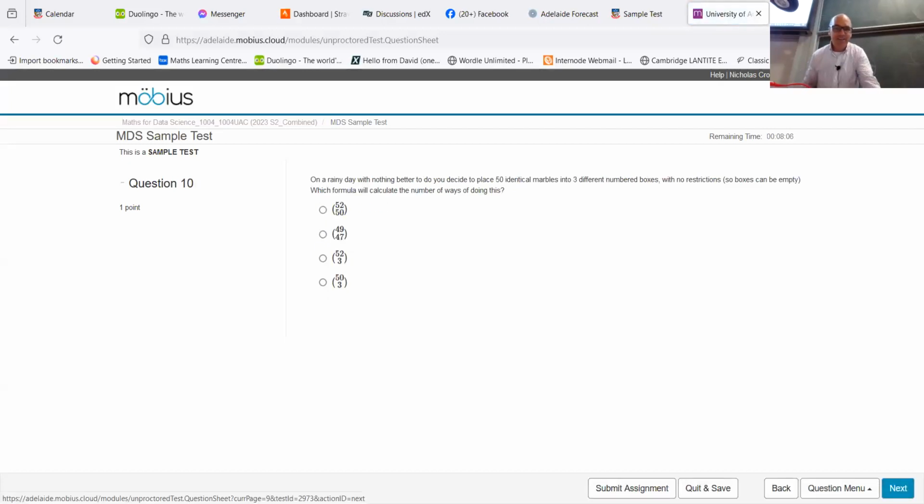All right. On a rainy day with nothing better to do, you decide to place 50 identical marbles into 3 different, numbered boxes, with no restrictions. So boxes can be empty. What formula would give the number of ways to do this? Oh man. Okay. So I believe, did they talk about stars and bars?